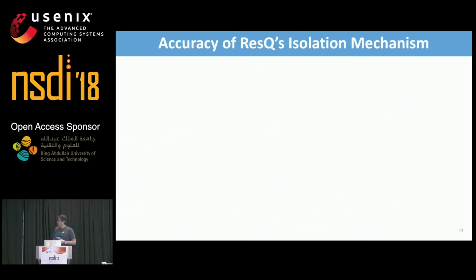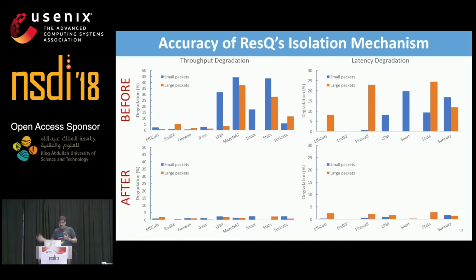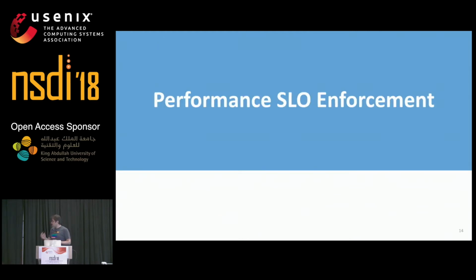And with that, let's look at the results. So the before case is up there, up to 45% degradation for throughput, 25% for latency. After, it drops down to less than 3% for both throughput and latency. So this LLC isolation, along with correct buffer sizing or handling the leaky DMA problem sufficiently well, ensures that for network functions, for this specific workload, we have a highly accurate mechanism for performance isolation.